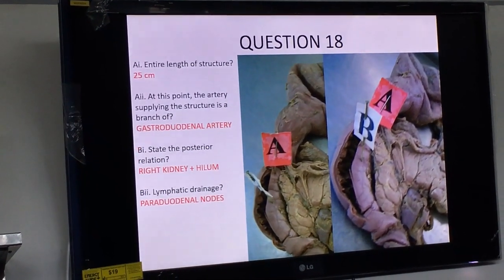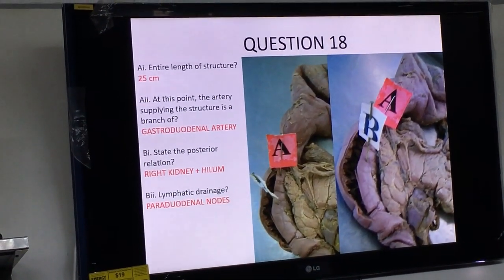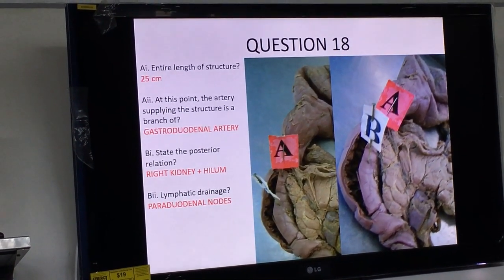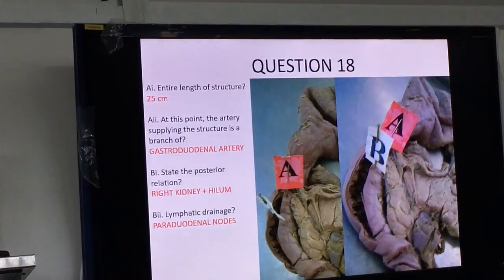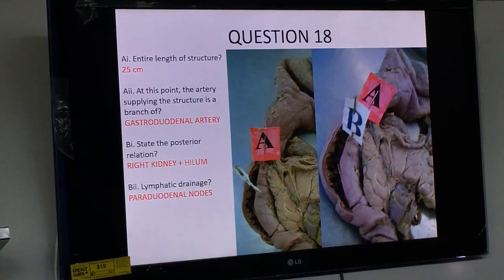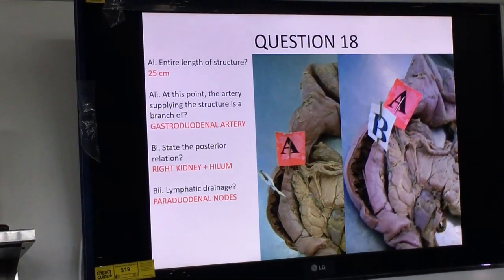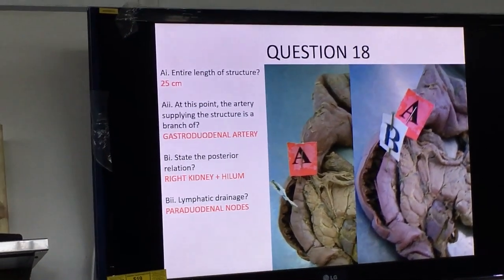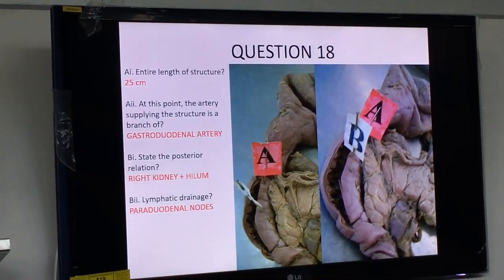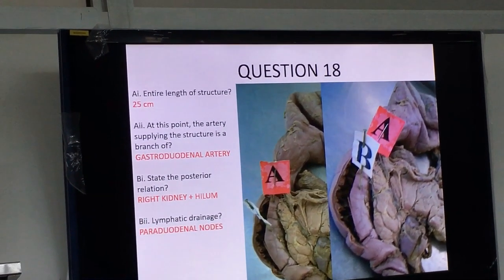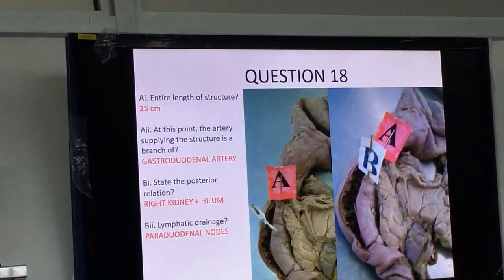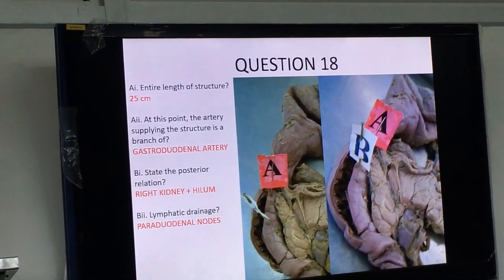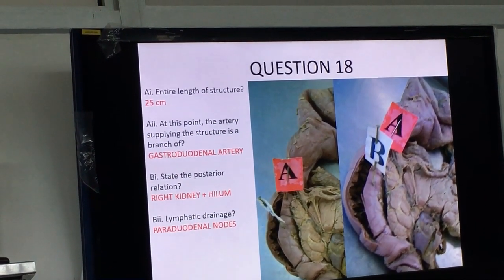Alright, so A2 now guys, A2. You have to leave the word needed. So A2 guys, at this point, the artery supplying this structure is a branch of... So guys, you can see a couple of things on that slide. You can see the head of the pancreas, so you know exactly which part of the duodenum it is. Up further, you can see the pylorus of the stomach, right? So we know it's the first part of the duodenum. So it's the branch of the gastroduodenal.